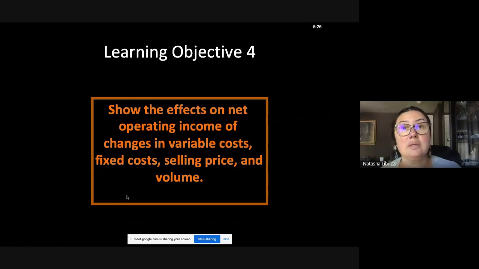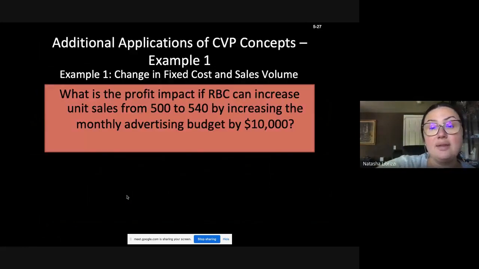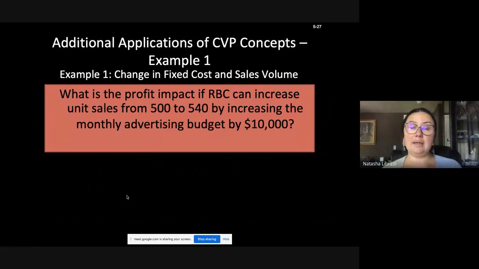So some questions ask you for a different outcome. On learning objective 4, we're going to look at the effects on net operating income of changes in variable cost, fixed costs, and selling price. So we just talked about a change in quantity, but other things could be changing as well. And this is going back to a marketing campaign example.